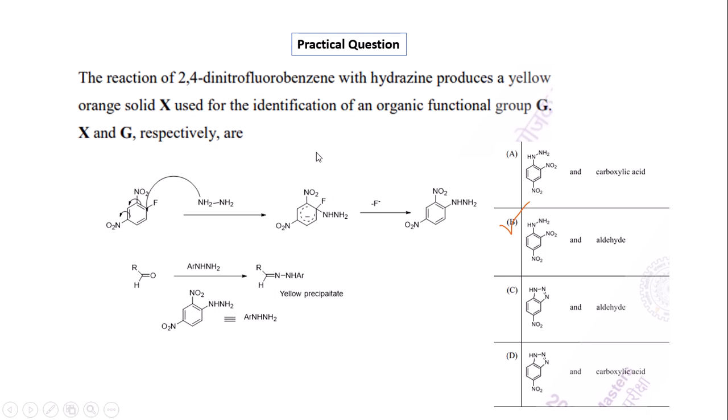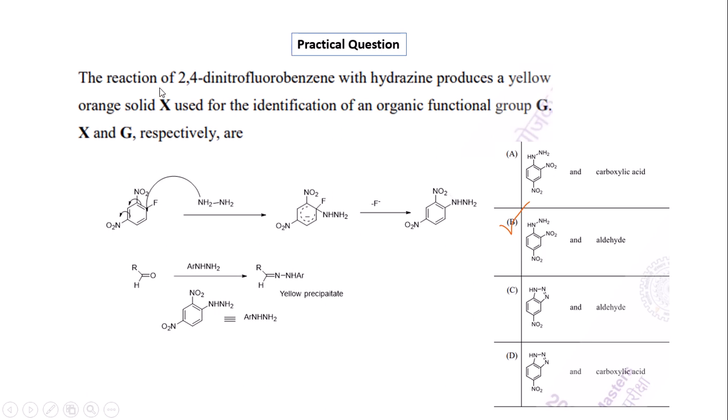Next, we go to the practical questions. We know that Brady's reagent means 2,4-dinitrophenylhydrazine. This Brady's reagent can easily be prepared by the reaction of 2,4-dinitrofluorobenzene with hydrazine via a nucleophilic substitution reaction. Here, the negative charge can be stabilized by the minus R effect of the two electron withdrawing groups, and by the elimination of F minus ions, we get 2,4-dinitrophenylhydrazine, which has greater reactivity toward aldehydes, and we get a yellow precipitate with the aldehyde.